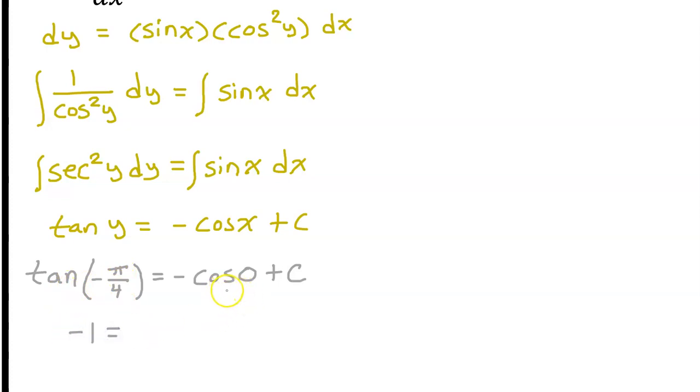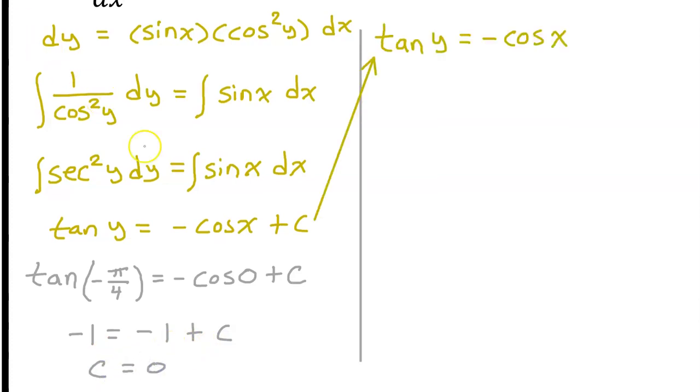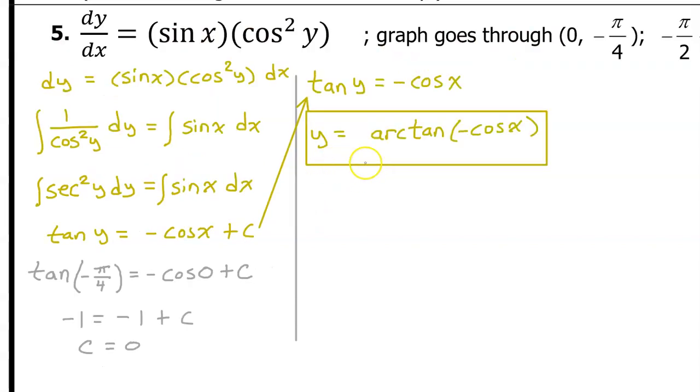And the cosine of 0 is 1. So therefore we have negative 1 plus c on the right-hand side. Adding 1 to both sides, we get c is equal to 0. Putting 0 in for c, we have tangent y equals negative cosine x. We can sort of get rid of the tangent by taking the arctangent of both sides of the equation. So this is the particular solution to the differential equation that satisfies the initial condition.